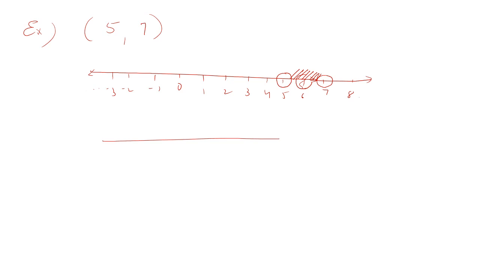Or we can write it in this way also. Just take an open circle here at 5 and an open circle at 7, and open circle means excluding, and all the numbers in between you can just darken. What it means is all the numbers lying between 5 and 7, and the open circle represents excluding 5 and 7. This is about the open interval. Now the next type of interval, the second interval, is called a closed interval.